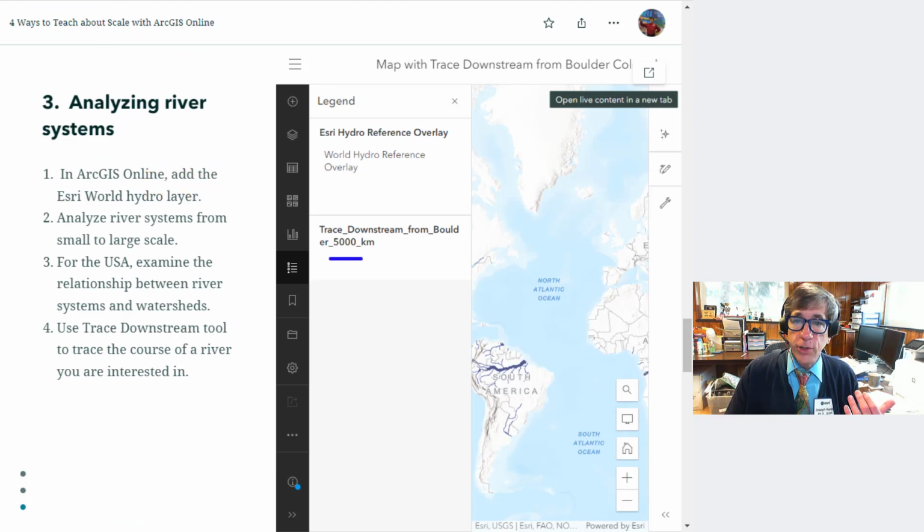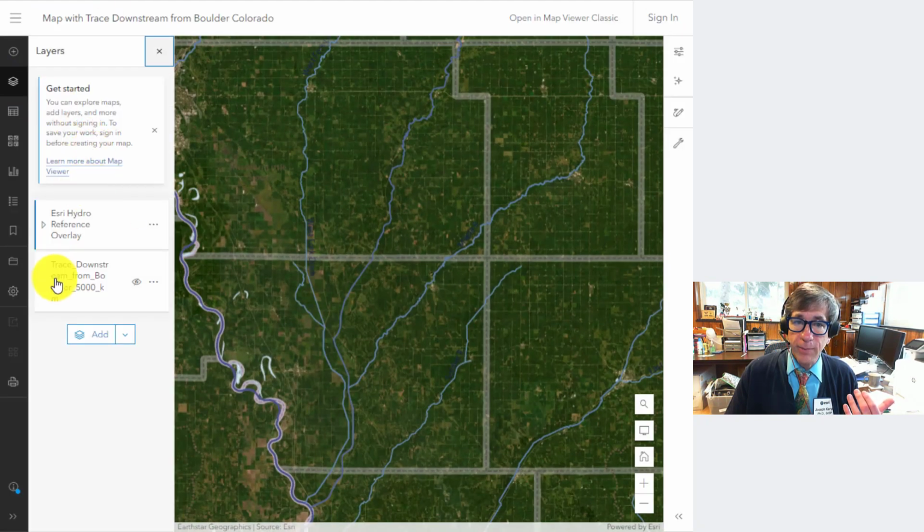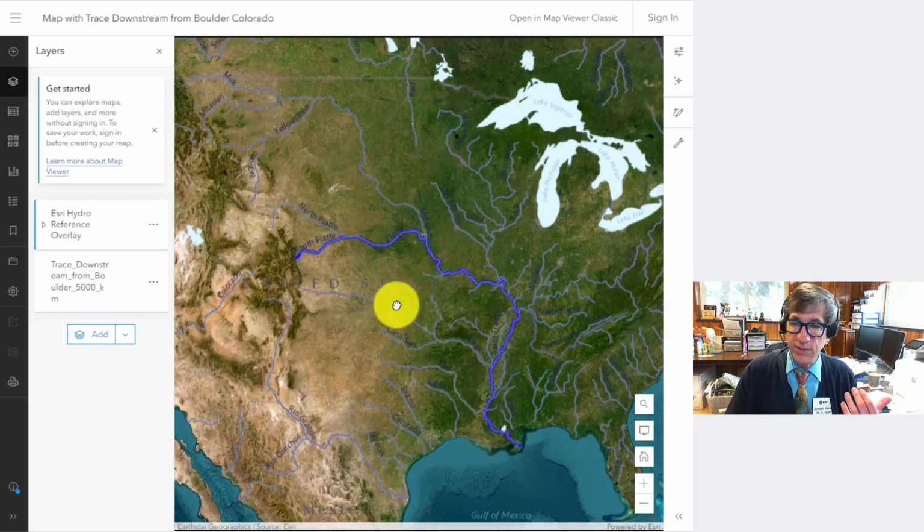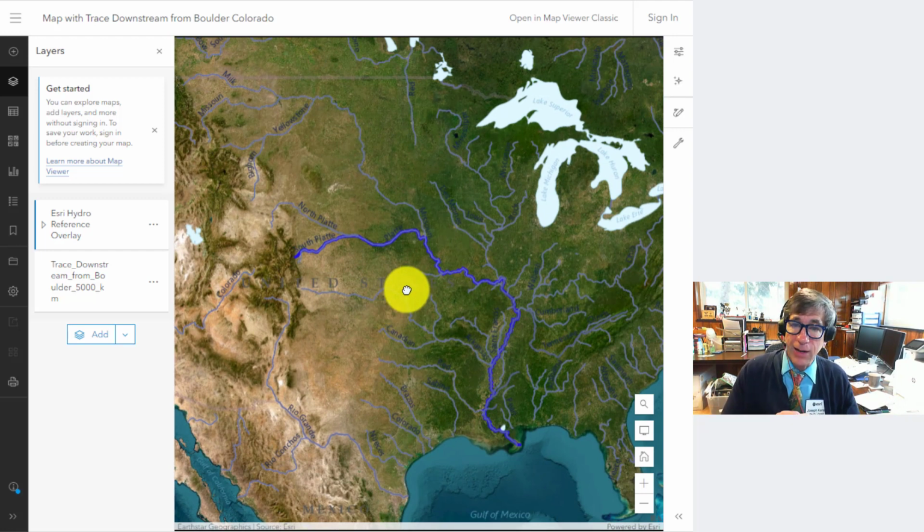The last thing I wanted to show you about that particular one is, you probably saw me turning off this layer at the beginning, but here I've got a trace downstream. This is an analysis tool that you can run inside ArcGIS Online. It's one of the analytical tools. You've got 20 or 30 analytical tools at your fingertips. But here I've done a trace downstream.